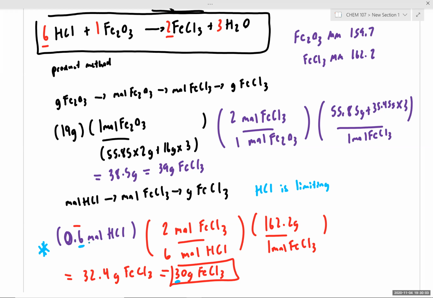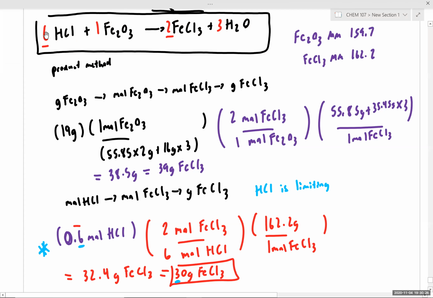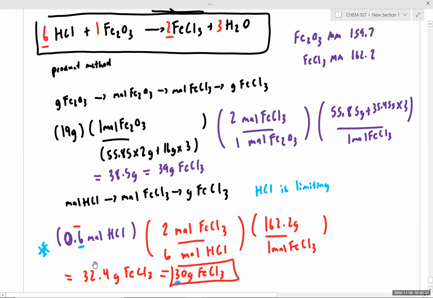Does that idea make sense to everyone? Yes, thank you. Perfect. Did that answer the question in the chat about how we identify the limiting reactant and how we identify our theoretical yield? Yeah. Perfect. But I have a question regarding when you put it into the yield part. Are you going off the 30 or are you going off of... You'll go off the 32.4, but okay.